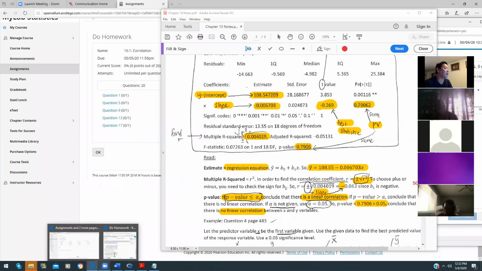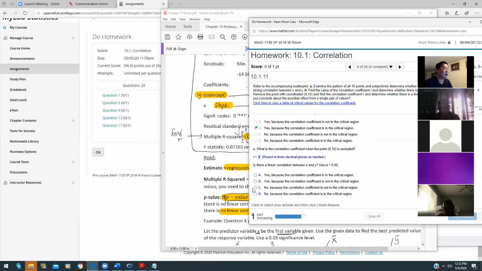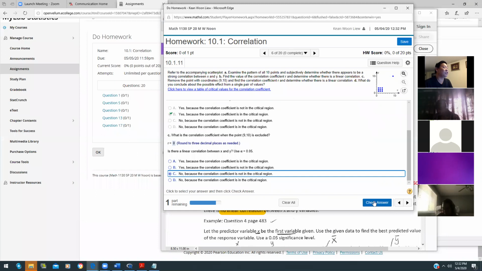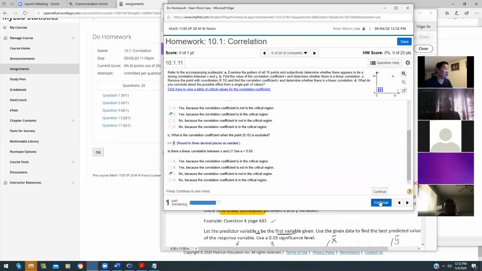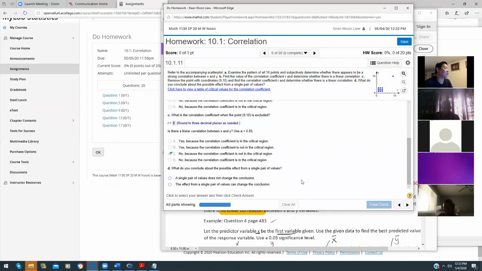Where's my little part? There you go. So no, because it's not in the critical region. Yep. So do not worry about the critical region in the test. Usually I will ask you either there is or there is not a linear correlation. So we don't care about the critical region. We care about p-value and alpha in this case.